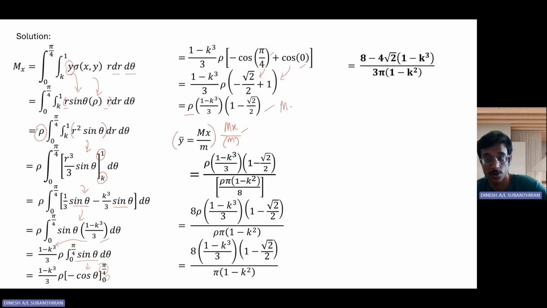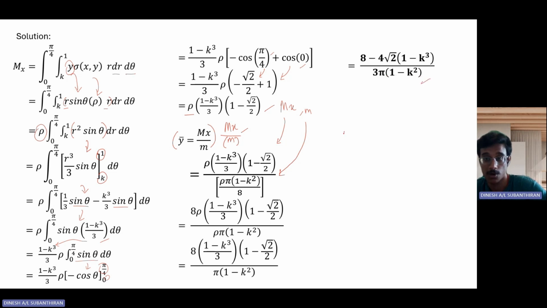Now we do have the value of Mx and also M. So Mx will be substituted in the y equation, and M also will be substituted in the y equation. And after substituting, the final answer will be 8 minus 4 square root 2 in brackets 1 minus k cubed over 3 pi in brackets 1 minus k squared.